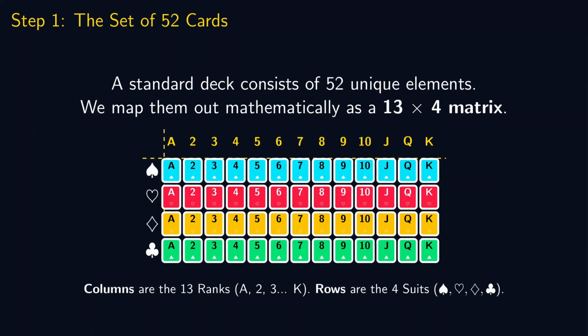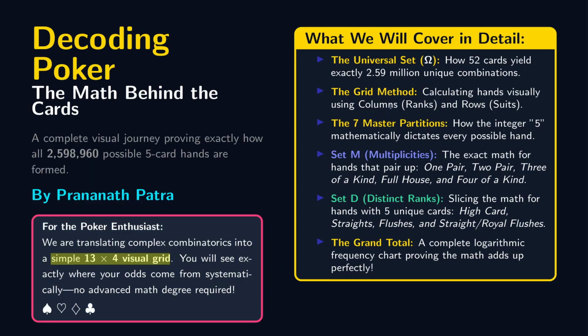Here is the roadmap for everything we will cover. First, we will define our universal set, the complete collection of all 52 cards, and understand exactly how the number 2,598,960 arises from it. Second, we will use the grid method to calculate hands visually using what we call columns for the ranks and rows for the suits.